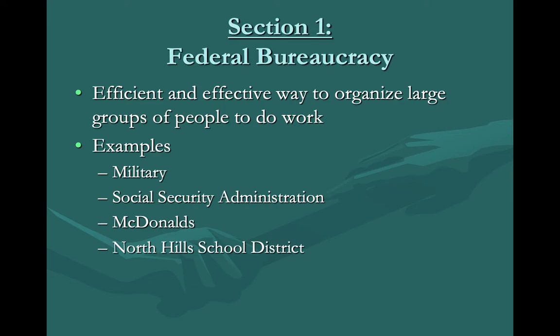And lastly, the North Hills School District is structured with the bureaucratic system. Teachers are assigned to teach different subjects, and schools throughout the district are designed to teach students different things based on grade level. This system of organization helps to structure all of the employees within the school district and make the education of the North Hills community as effective as possible.